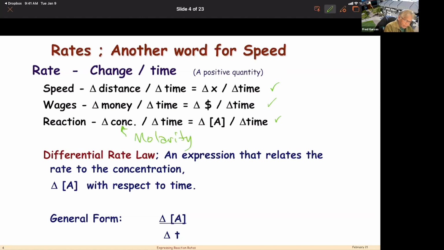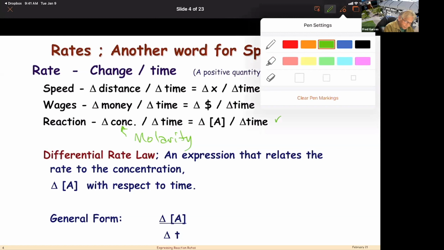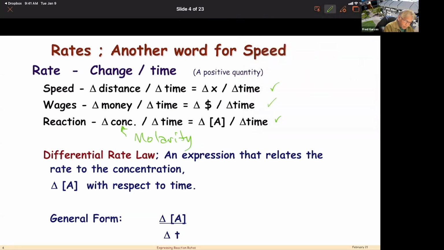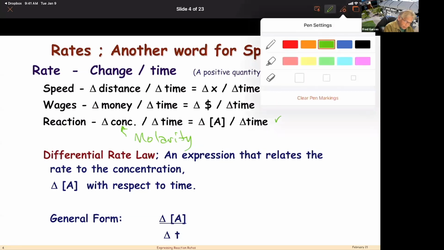Okay, molarity. So just make sure that, yeah, molarity.